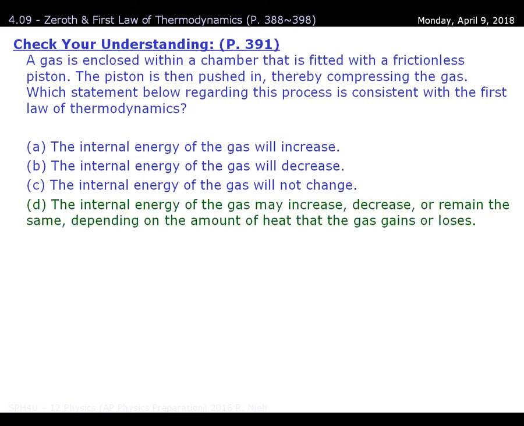And the answer is actually D. And the reason why the answer is D is because it hasn't been provided for you what type of wall you have. Was the wall adiabatic or was it diathermal? After all, if the wall was adiabatic, then the internal energy would increase. Anytime you compress a gas, it will gain heat. And if you don't let the heat escape, then the internal energy will go up.